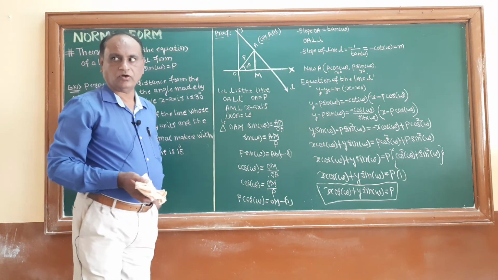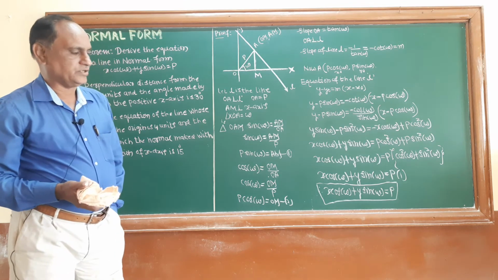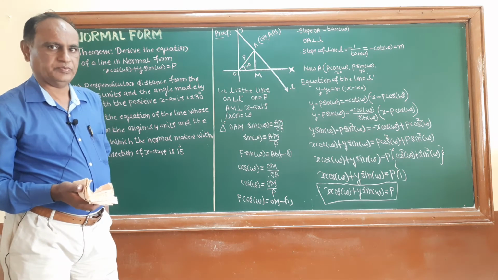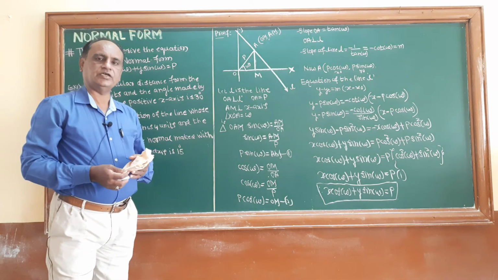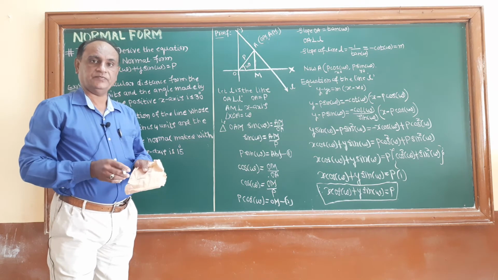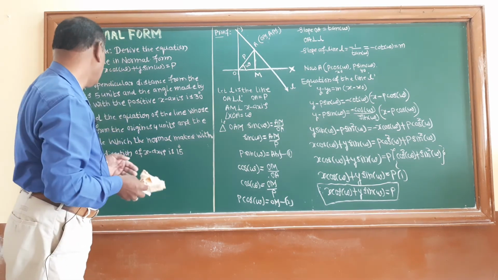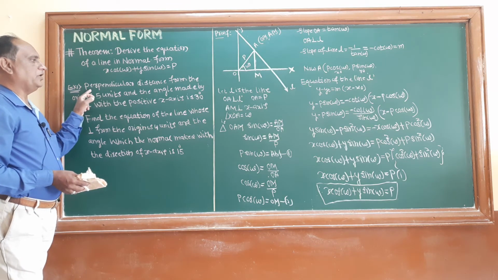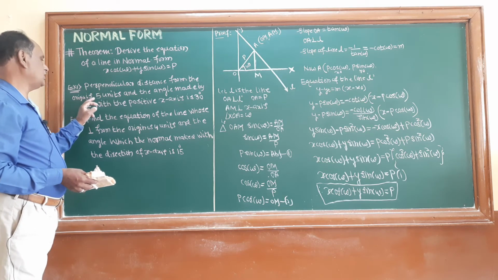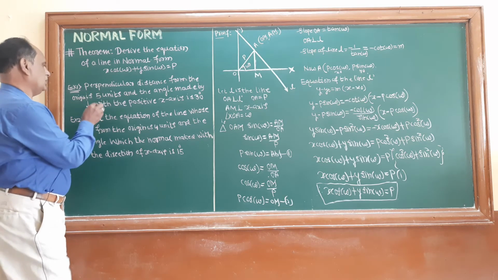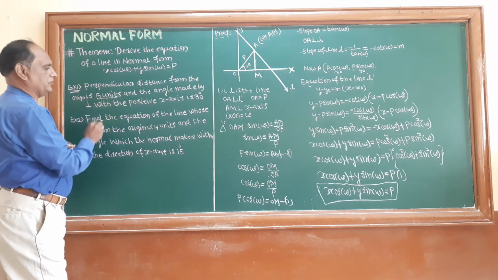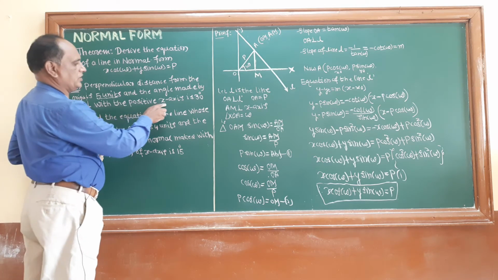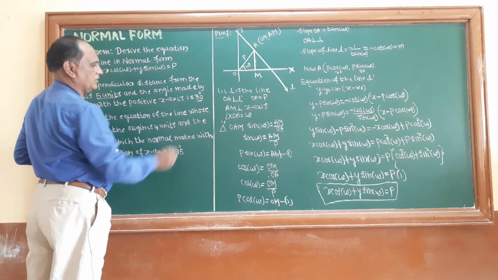The equation in normal form is x cos omega plus y sin omega is equal to p, where p indicates the perpendicular distance from the origin. Then come to the solution for example number 1. The perpendicular distance from the origin is given as 5 units, and the angle made by the perpendicular with the positive x-axis is given as 30 degrees.